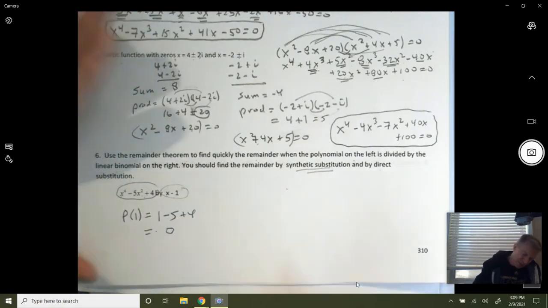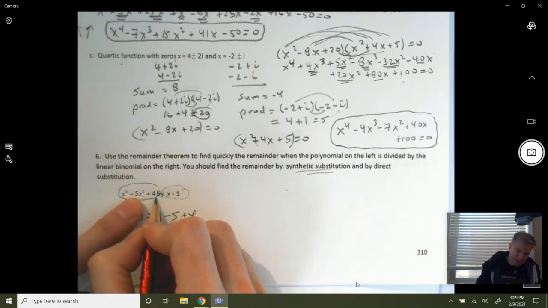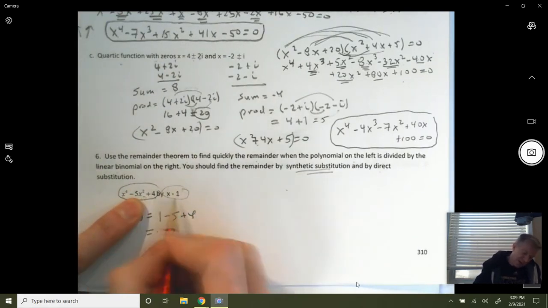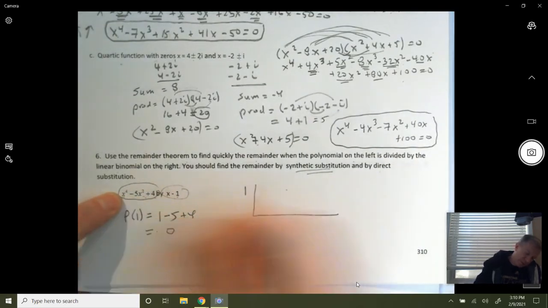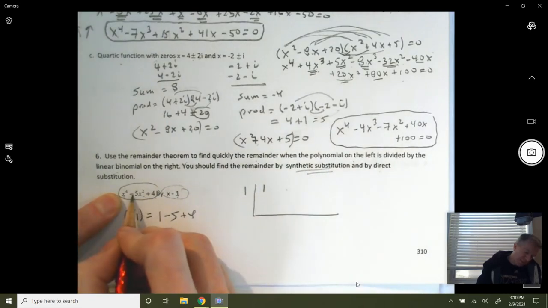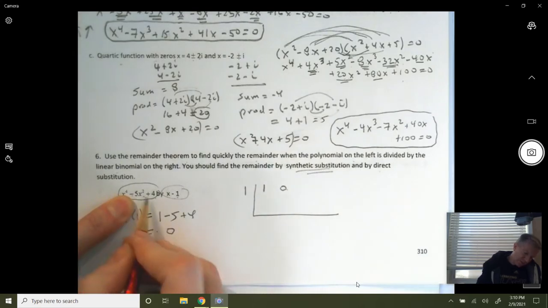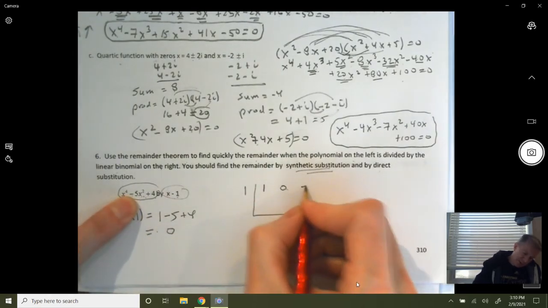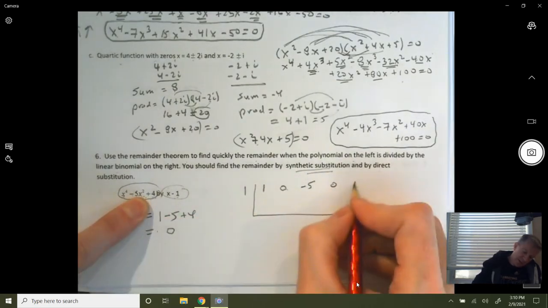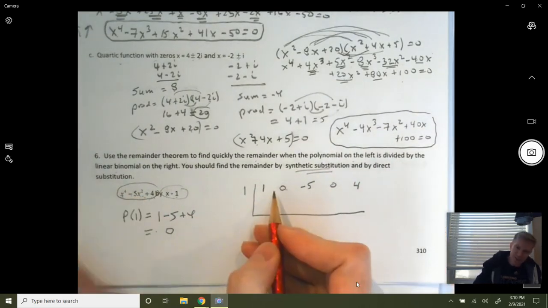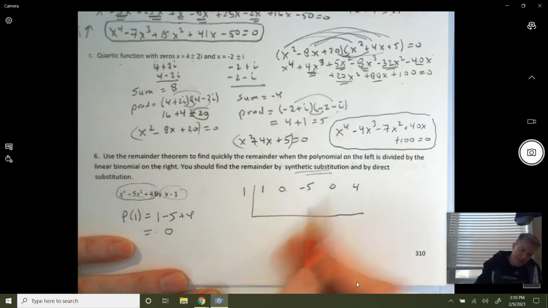Synthetic substitution is this. As if we're going to do the synthetic division, we take this and divide by x minus 1, so we get a positive 1 in the corner. We put our coefficients here. I've got a 1. Now be careful. That's x to the fourth. There's 0x cubed, so I need a 0. There's minus 5x squared, so minus 5. There's 0x, so I need a 0, and then there's my constant. I've got to go down by 1 degree each time. These columns represent x to the fourth, x to the third, x squared, x, and constant.